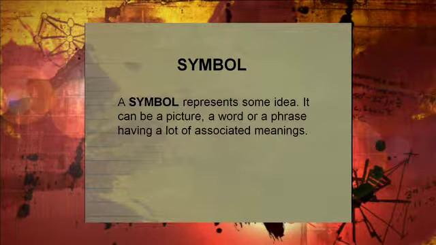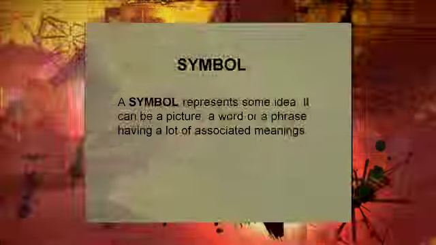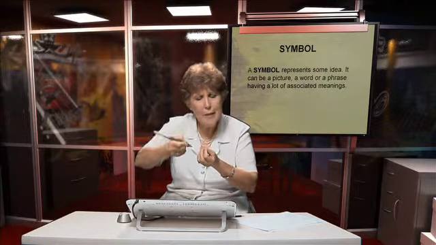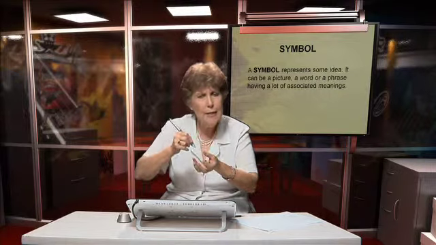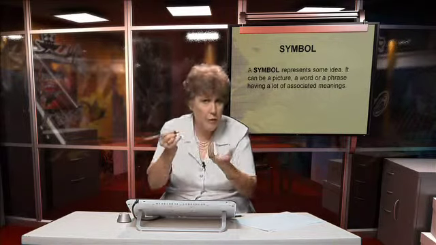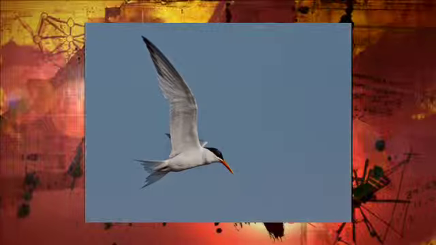A symbol represents some idea. It can be a picture, a word, or a phrase having a lot of associated meanings. Remember we talked about connotation? We said associated meanings are meanings linked to the word. Here, meanings linked to the picture of, for example, a bridge. Have a look at this.